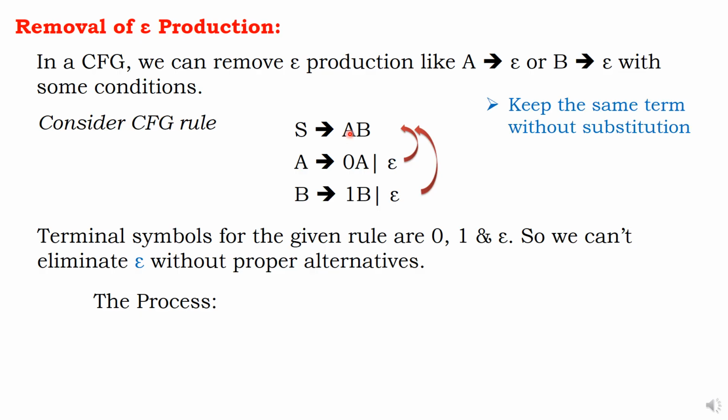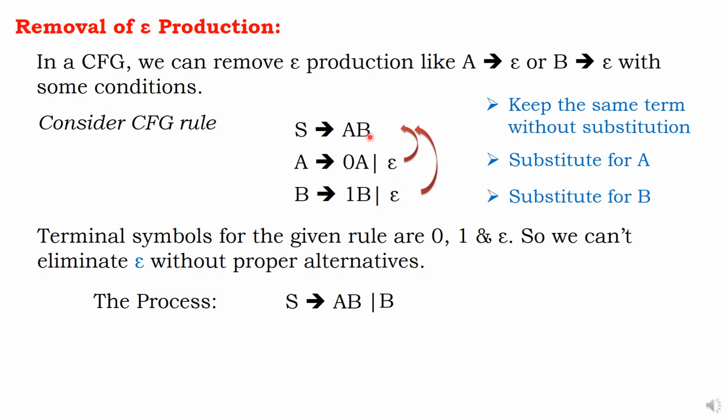Before starting the substitution, keep the same term, because we need it in the further studies of the grammar. Keep the same term without substitution, then substitute and keep. Now let me start the process. Carefully listen. Don't substitute epsilon; keep as it is. In the place of A, put epsilon. Who will be remaining? B. In the place of B, put epsilon. Who will be remaining? A. When I substitute for A, B I got. When you substitute for B, A I got. That's all. So this story is over.